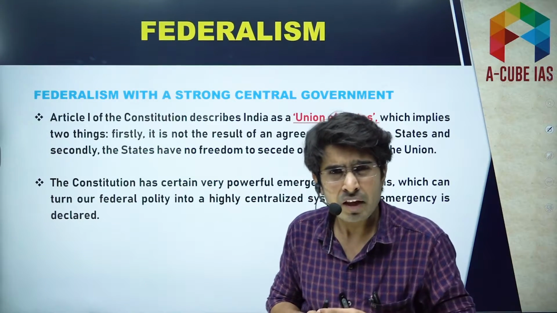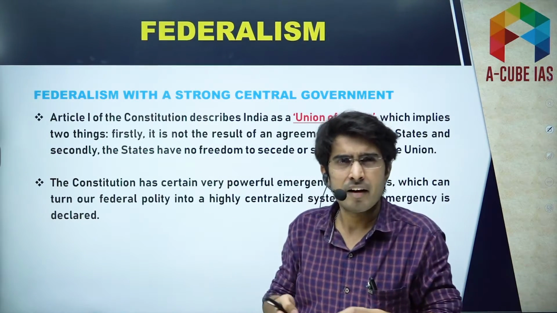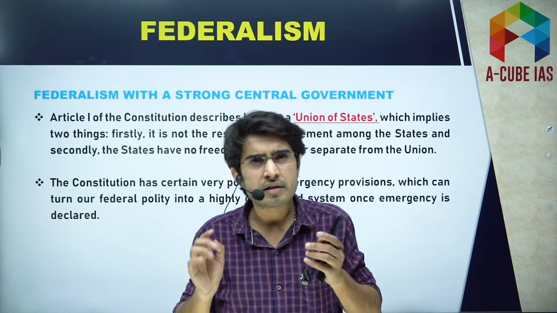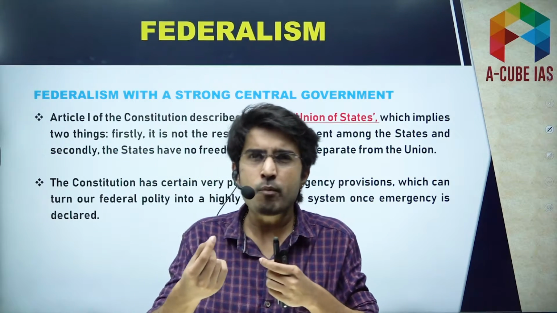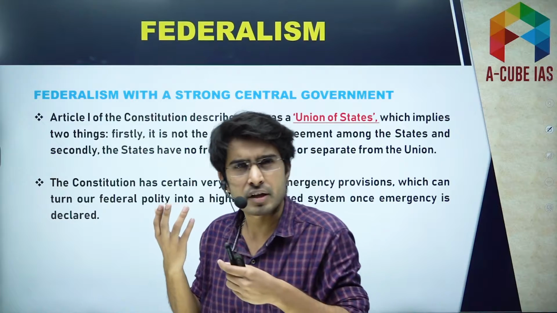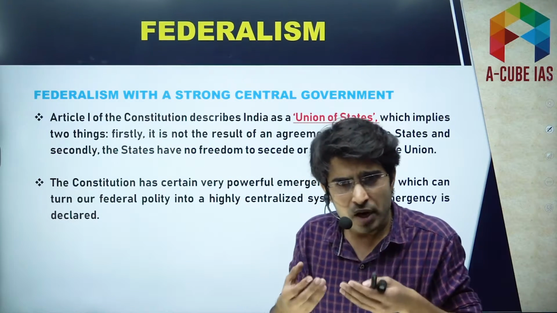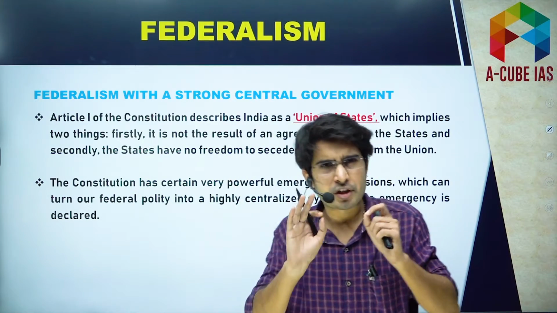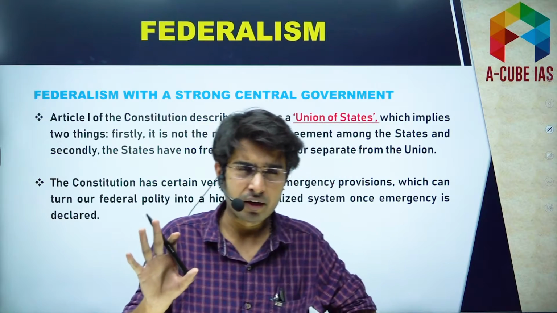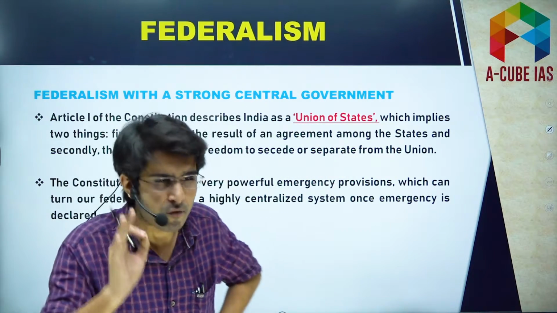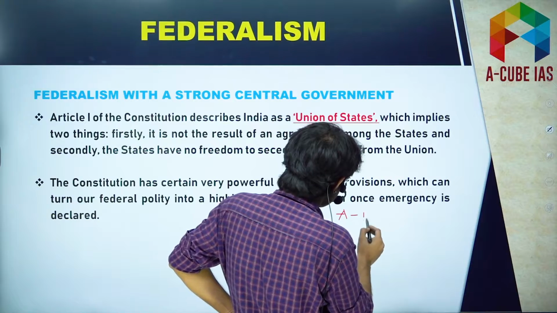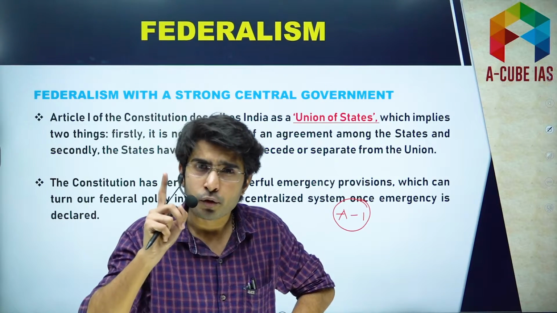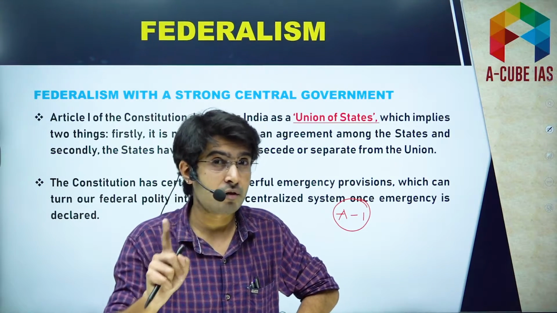Now remember that the federation that we have, the federalism that we have, is tilted towards the central government. It means the central government is slightly more powerful than the state governments. Some provisions depict that the central government has more authority than state governments. First thing you have to understand is that the definition of our country, the definition of India, is available under Article 1. And this Article 1 describes India as a union of states, not the federation of states.